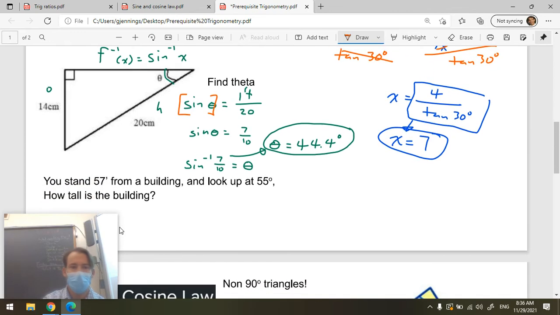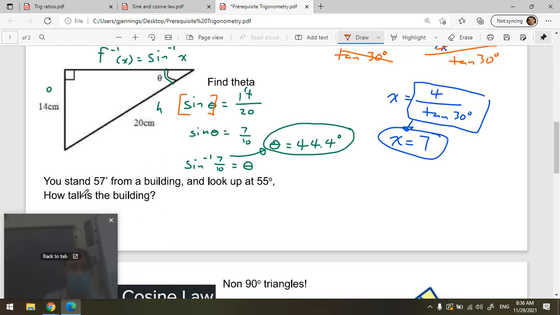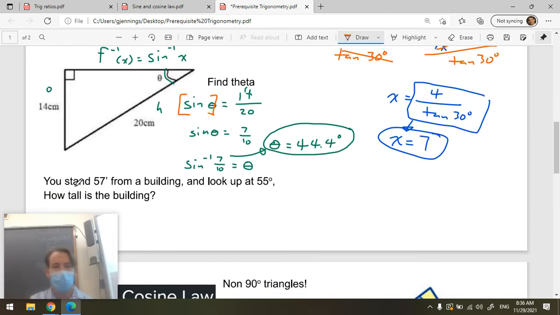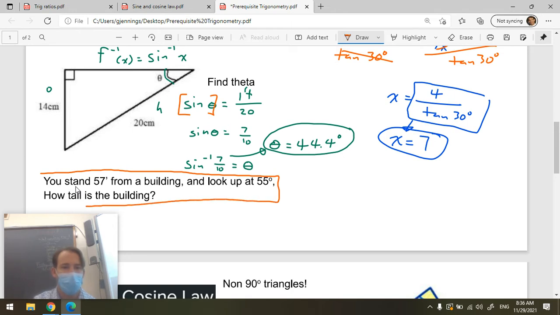Okay, now we can look at questions like these, word questions, and solve these types of word questions with our trigonometric ratios. So what would be your first step when you're confronted with a question like this? You stand 57 feet from a building and look up at 55 degrees. How tall is the building?